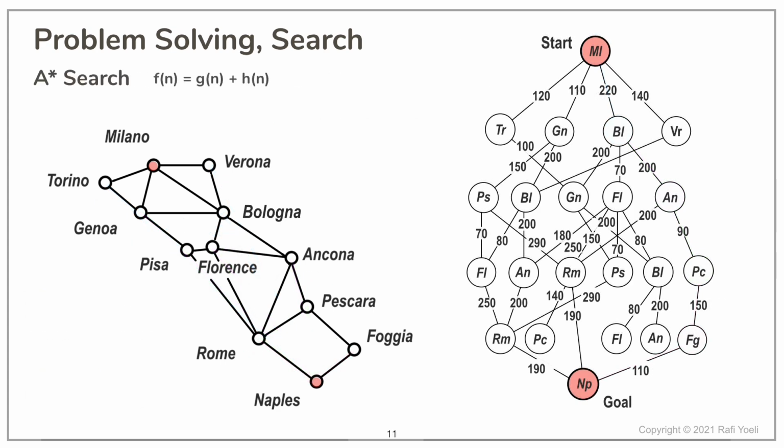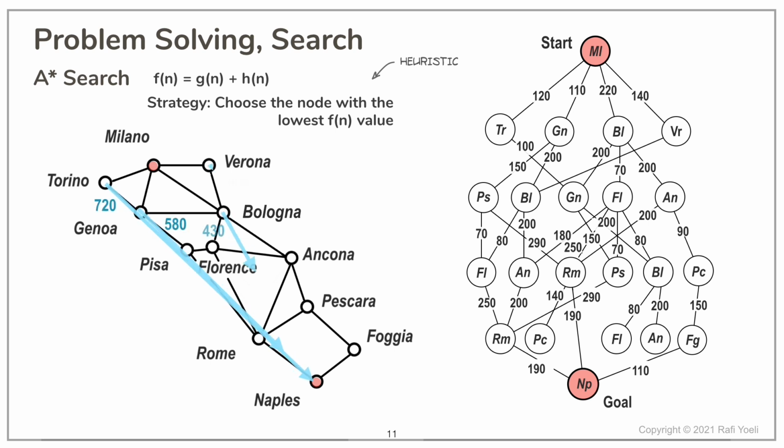Finally, the A-star search algorithm. This famous algorithm combines the actual cost to reach a node, g of n, with the heuristic estimated cost from that node to the target, h of n. It defines a function f as the sum of g of n and h of n.